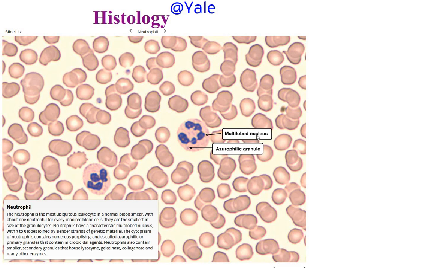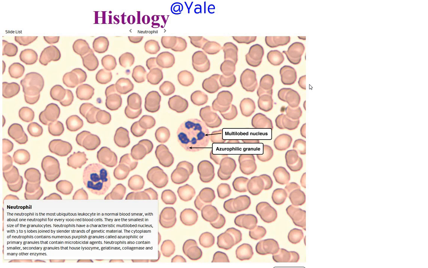So if I give you a slide like this and I ask you to identify a white blood cell and you don't know the answer, your best choice is to guess neutrophil because these are definitely the easiest to find. We have to search really hard to find any other type of leukocyte. While neutrophils are very common, they're also very short-lived. So they really only live about 10 or 12 hours within the blood.